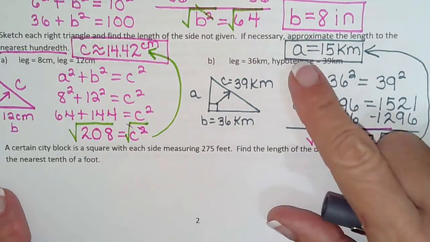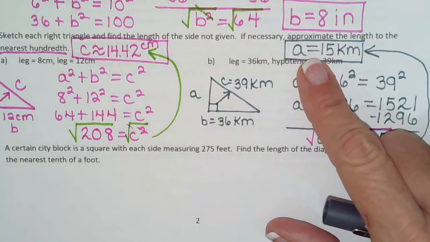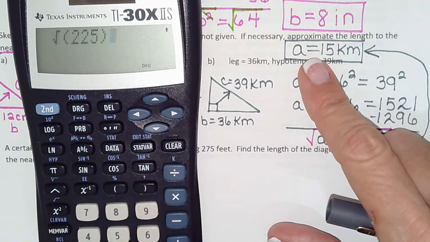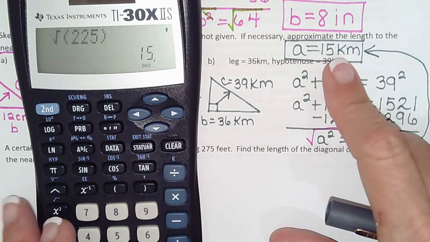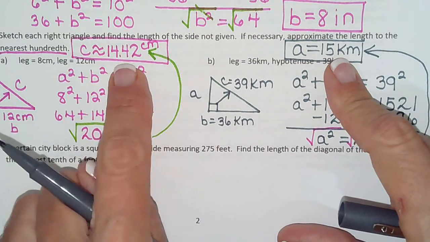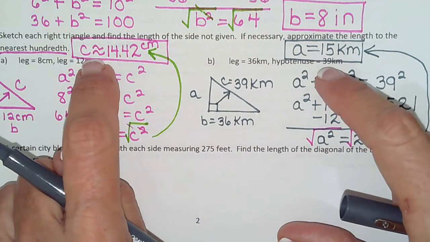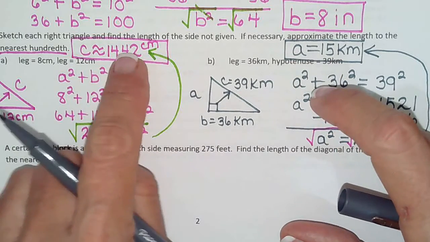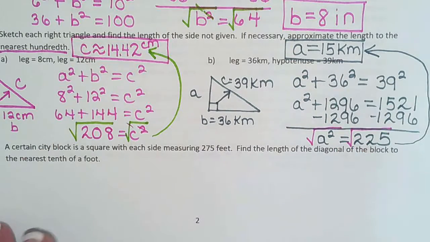Notice on this one, I used an equal sign because did I round? Second square root of 225. There's no rounding. This is an exact answer. Whereas on this one, I had to round, hence the squiggly symbol. So an exact answer gets an equal sign. If you had to cut some numbers off, then we put the approximate symbol.